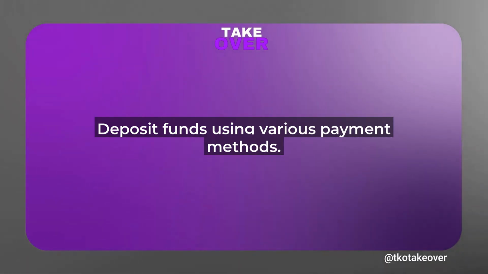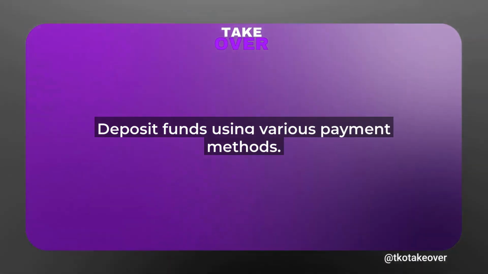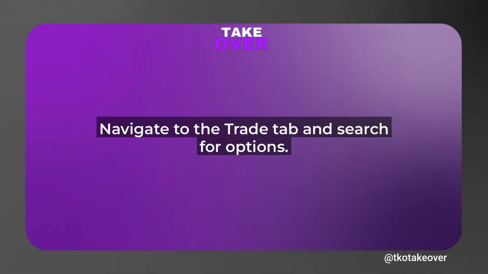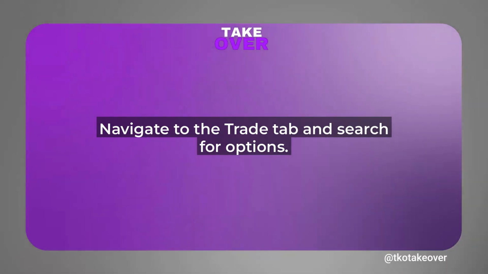Step 3. Navigate to the trading section. In the Etoro dashboard, go to the Trade tab and search for Options. You'll see a list of available options based on stocks, indices, or other assets.